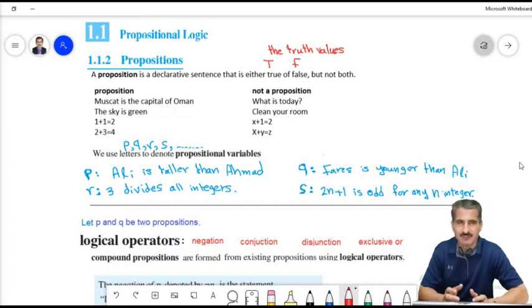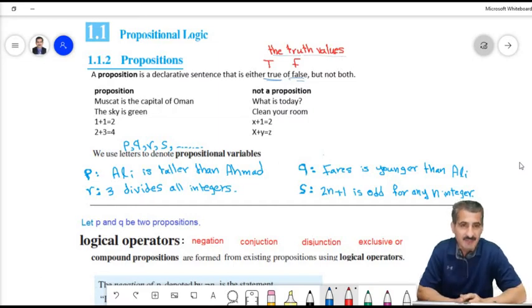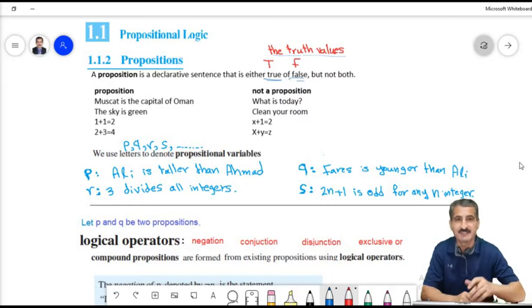So it has to take one of these values, and we will call these values the truth values, which means either true or false. Not necessarily is it true, but we call them truth values, which are true or false.